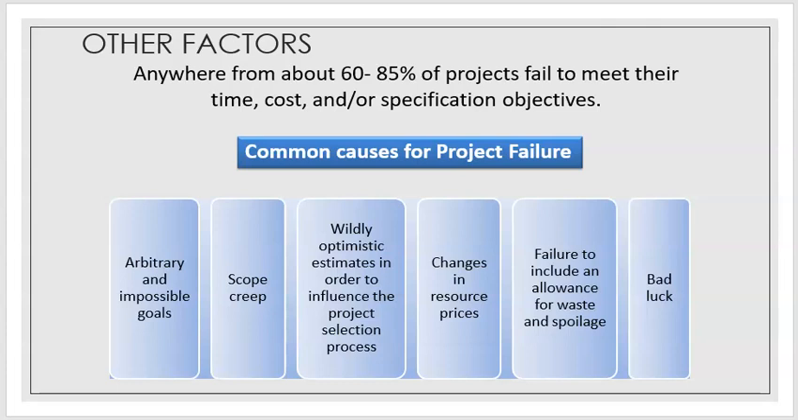So, other factors causing project failure. Project failure is when they couldn't meet their time, planned cost, budget, or specification of the scope. A common cause of project failure is arbitrary and impossible goals, very random and impossible goals. Scope creep, wildly optimistic estimates in order to influence the project selection process, changes in resource prices, failure to include an allowance for waste and spoilage. Sometimes it's just bad luck.